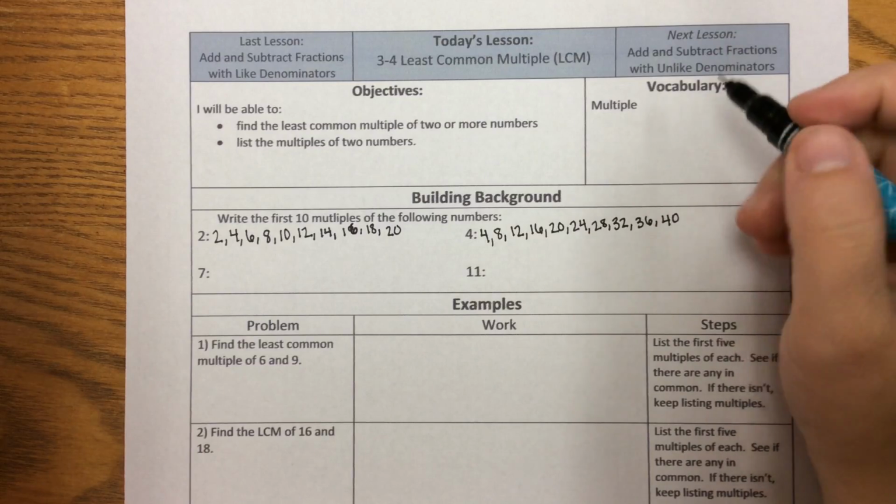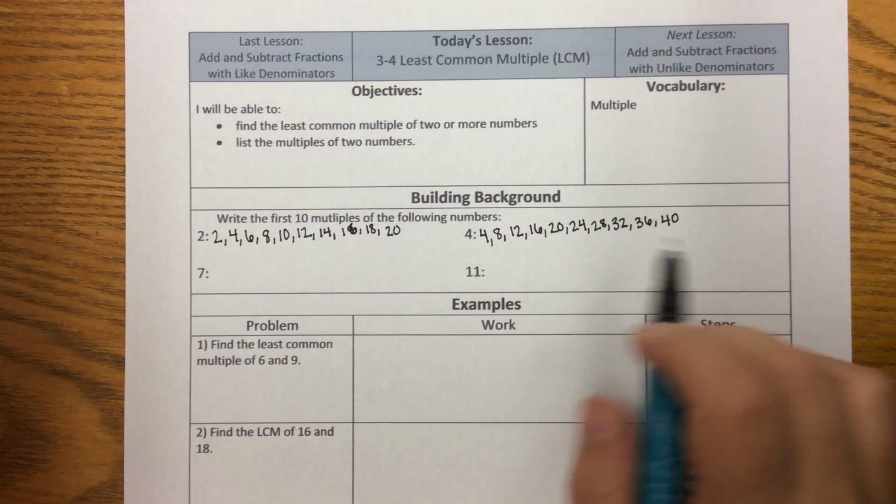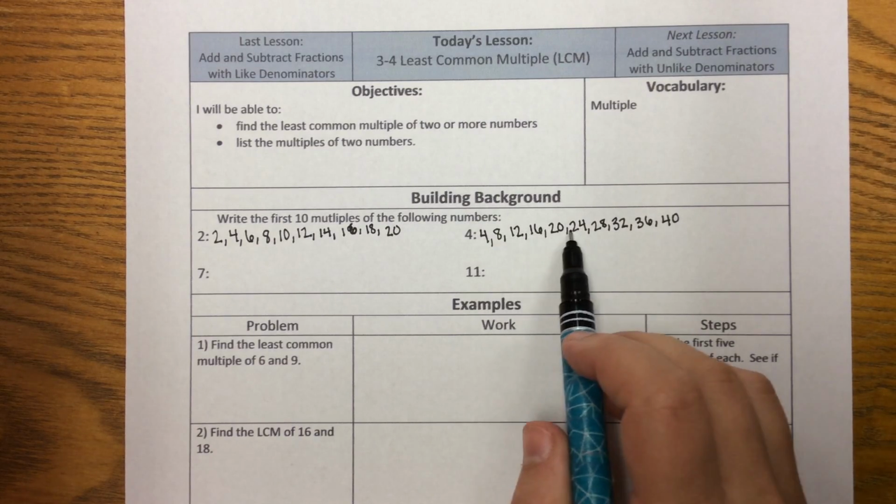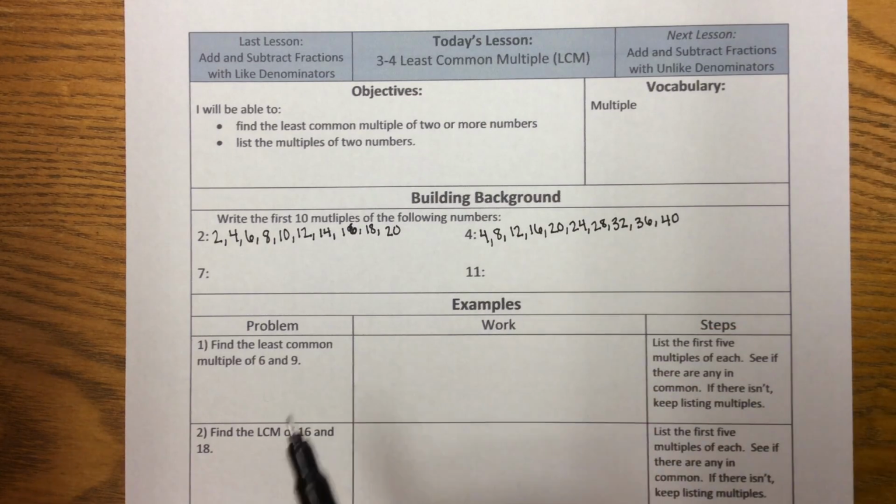So in listing multiples, if you don't know your times tables, you can use a multiplication chart. Or you can look and you're just adding 4 every time. Add 4, add 4, add 4, add 4, add 4.